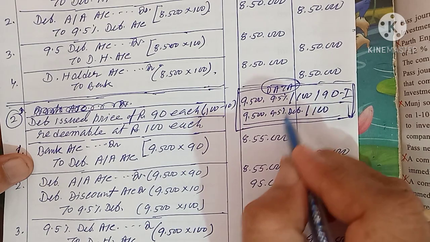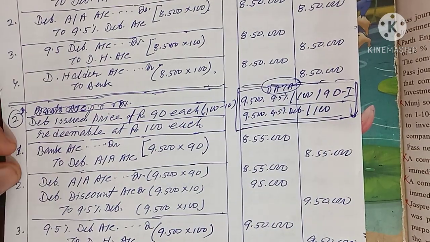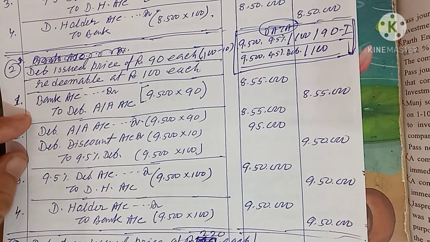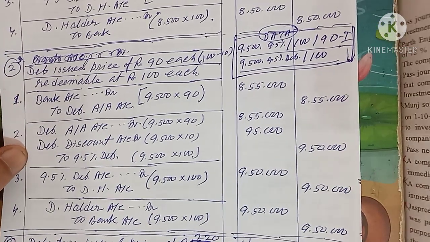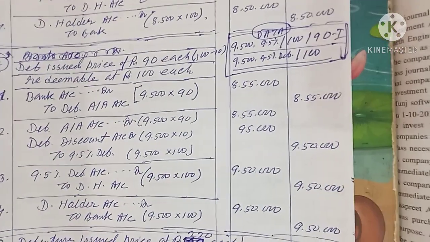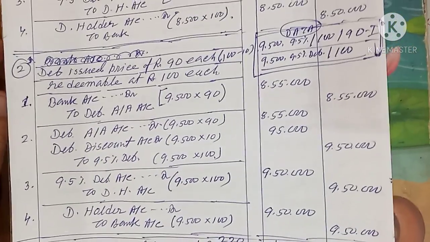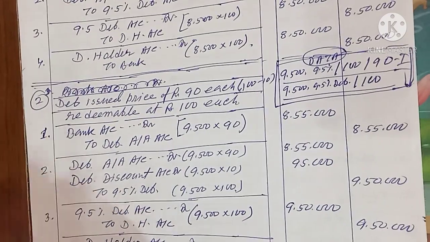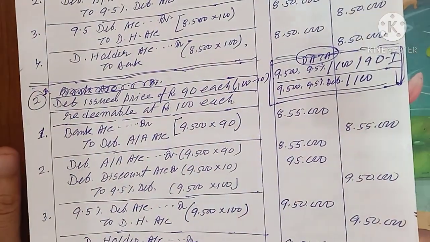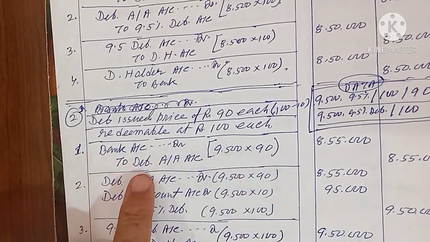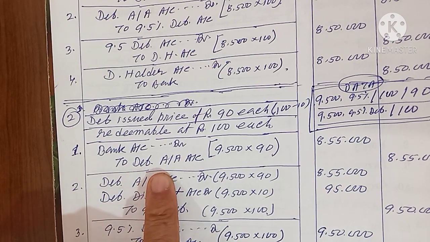If you know these two data, it will be easy for you to pass the journal entries. Now what journal entry will we pass first? We will pass the journal entry for collecting the money from the debenture holders. That journal every one of you knows: bank account debit to debenture applications and allotment account. This is the first journal which you have to pass. I have written it here.